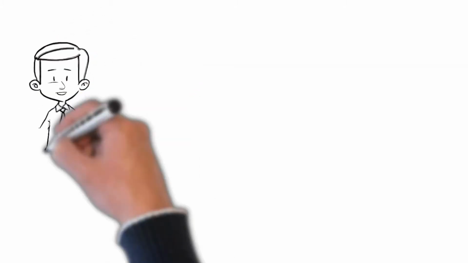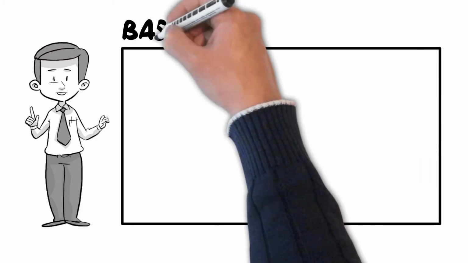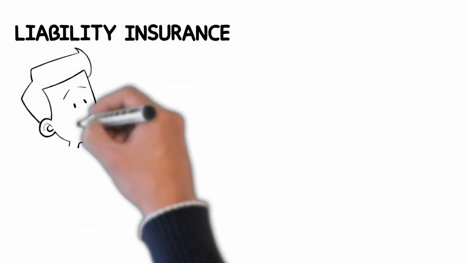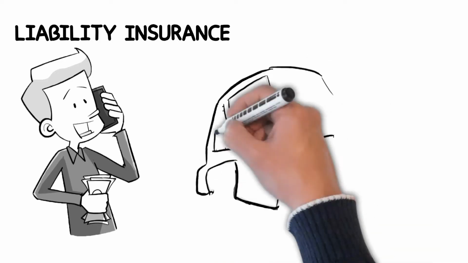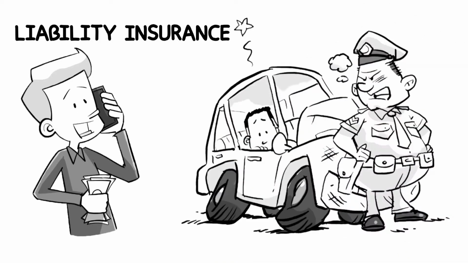This video is created to help you understand your options regarding auto insurance. Let's start with the basics. The first type is known as liability insurance. This coverage will pay for the damage when you are at fault. This means you are legally responsible for having injured someone or property accidentally in an auto accident.